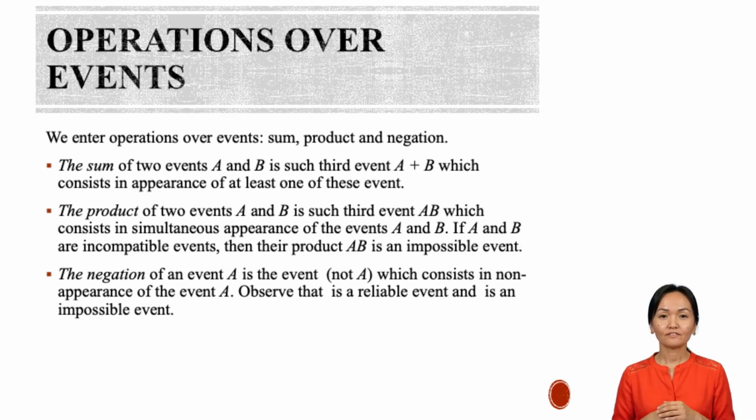Finally, the negation of an event A is the event not A, which represents the non-occurrence of A. The sum of an event and its negation always gives us a certain event, while their product always gives us an impossible event. These three operations form the foundation for all probability calculations.